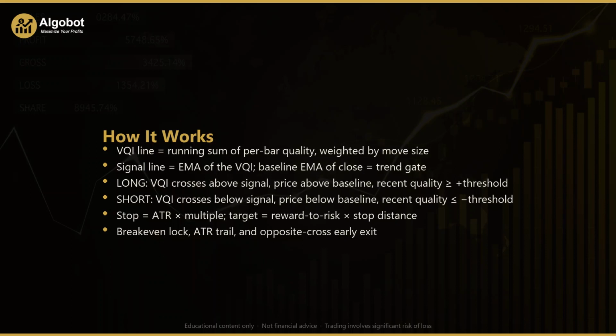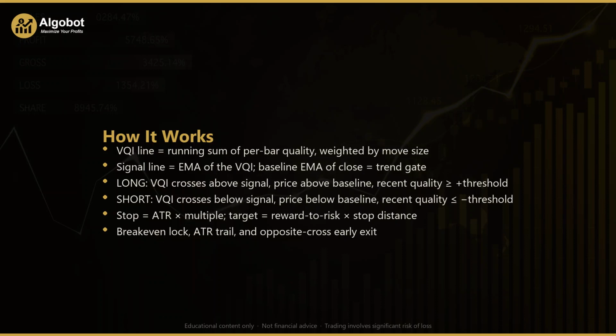For a long setup, 3 conditions must all line up. The VQI must cross above its signal line, showing that clean upward flow is reaccelerating. Price must be trading above the baseline moving average, confirming we're on the bullish side of the prevailing trend. And the average bar quality over the last few closed bars, 3 by default, must be at or above the quality threshold, which defaults to 0.15. That last check makes sure the cross is backed by genuinely clean bullish candles and not a random fluke.